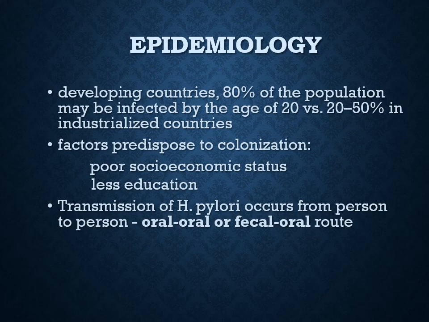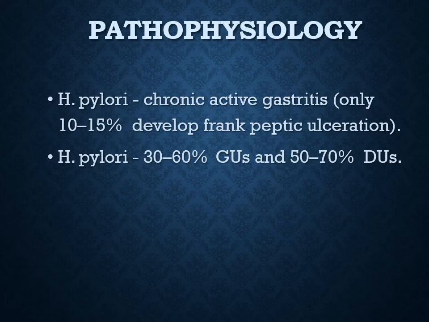The transmission of H. pylori occurs from person to person, and it is transmitted through oral to oral or fecal-oral route. H. pylori is associated with chronic active gastritis, but only up to 15% will develop frank peptic ulceration. The relationship of H. pylori to gastric ulcer is about up to 60%, and a little bit higher with duodenal ulcer, reaching up to 70%.